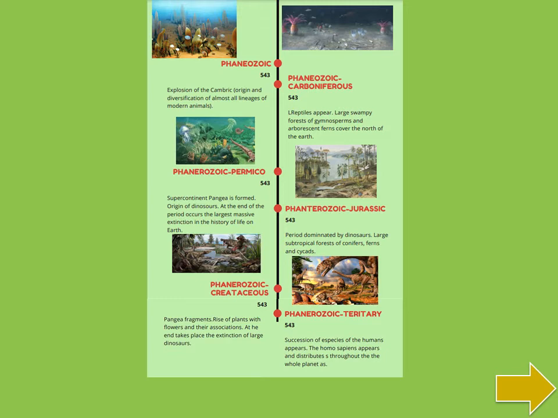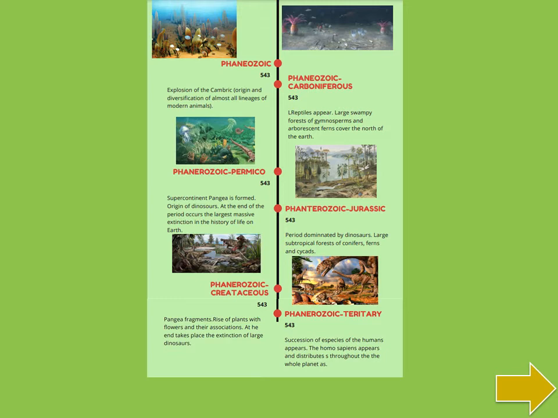Dinosaurs and their relatives, crocodiles, diversify. Turtles and sharks appear. This is where we can see the most modern but also ancient animals. The Jurassic period is dominated by dinosaurs. This is the period where there were the most dinosaurs on Earth. Large subtropical forests of conifers, ferns, and cycads. Small mammals similar to rodents.